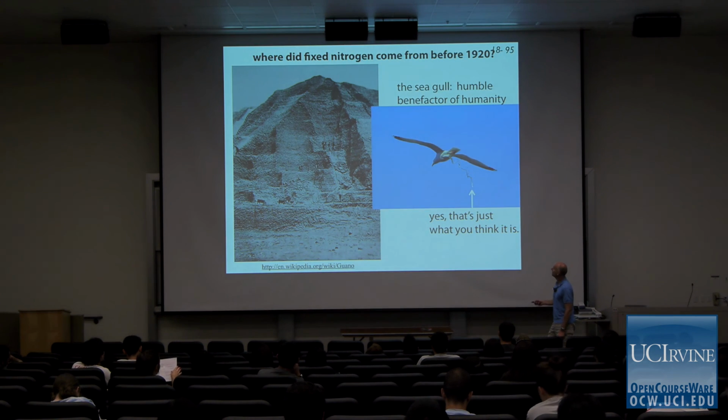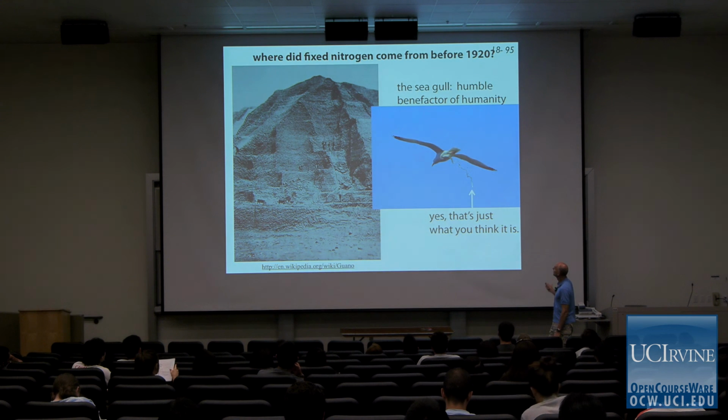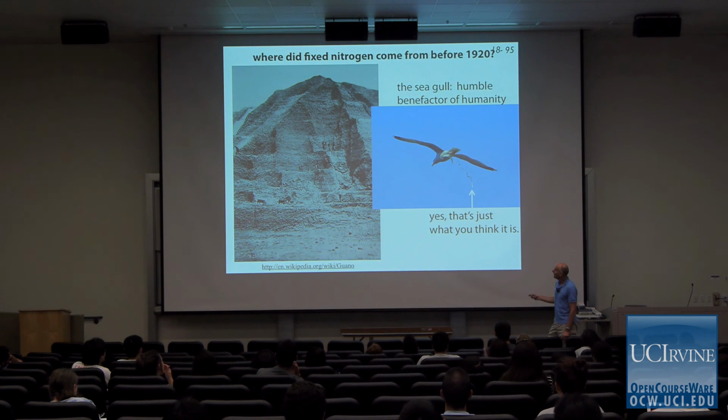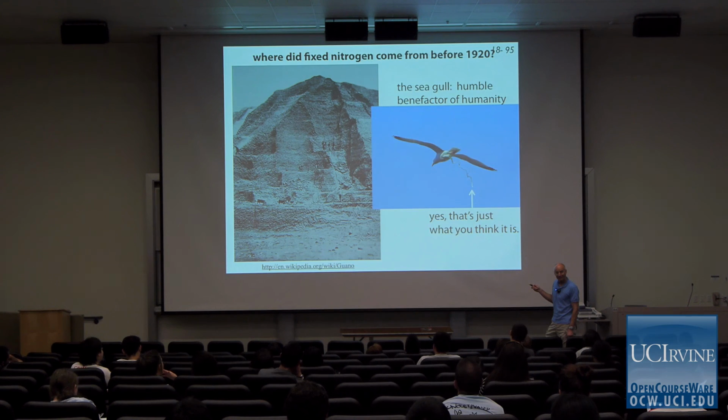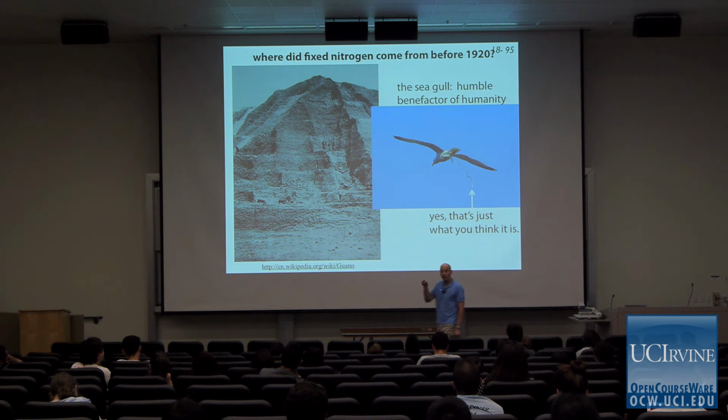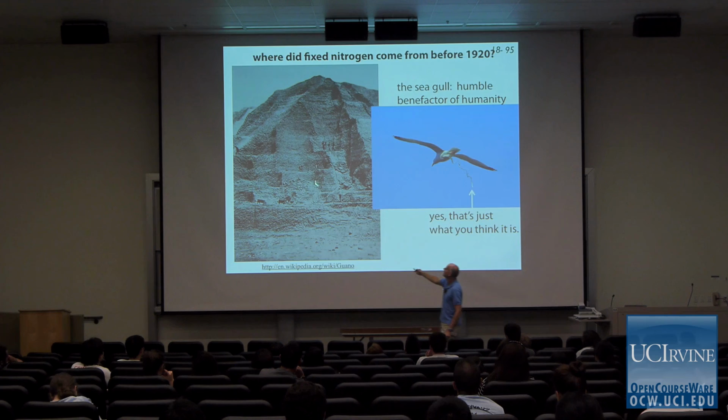Where did that fixed nitrogen come from before the 1920s? You can't see it here, but these are cows, right? That's a person. And this is a mountain of exactly what you think it is. Most of the world's seagull guano was on the coast of Chile, Peru, and Bolivia. There's a long coastline on the west coast of South America where there are mountains of seabird guano.